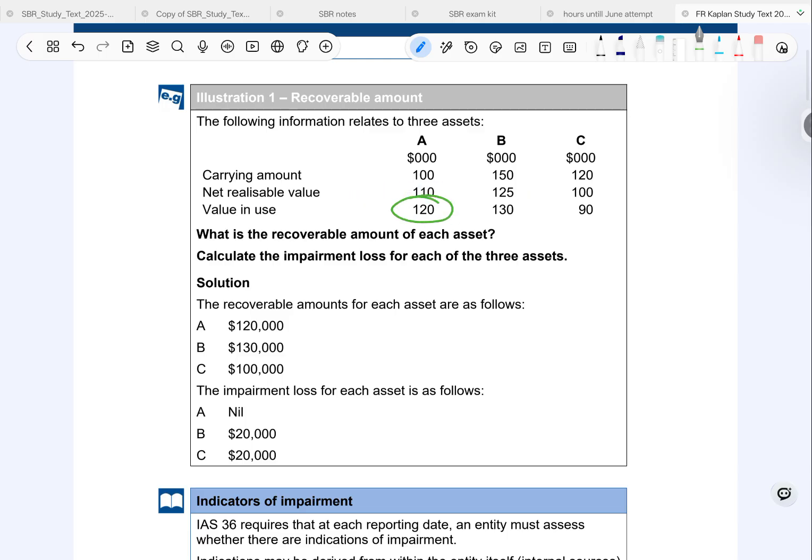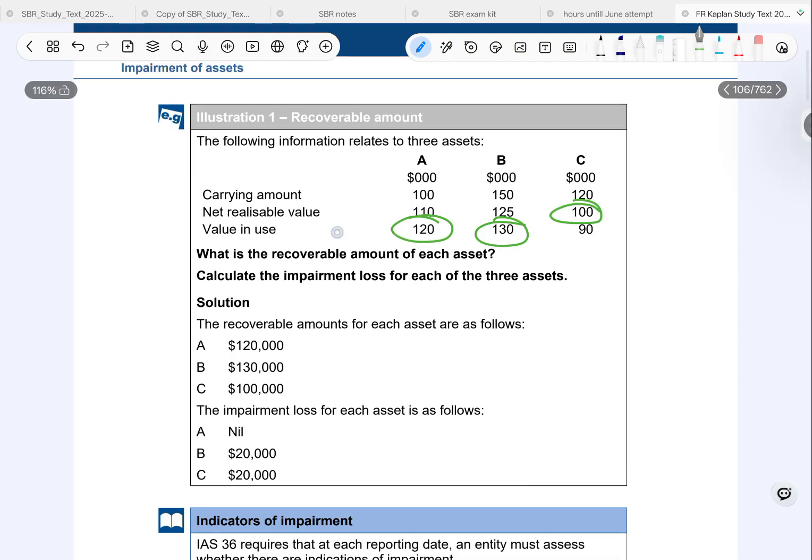Now, which is higher, 125 or 130? Obviously 130 is higher. 100 or 90? 100 is higher. So this is our recoverable amount. This is what we'll get if we go and try to sell this machine in the market right now. Okay, they have also said to calculate the impairment loss for each of the three assets.